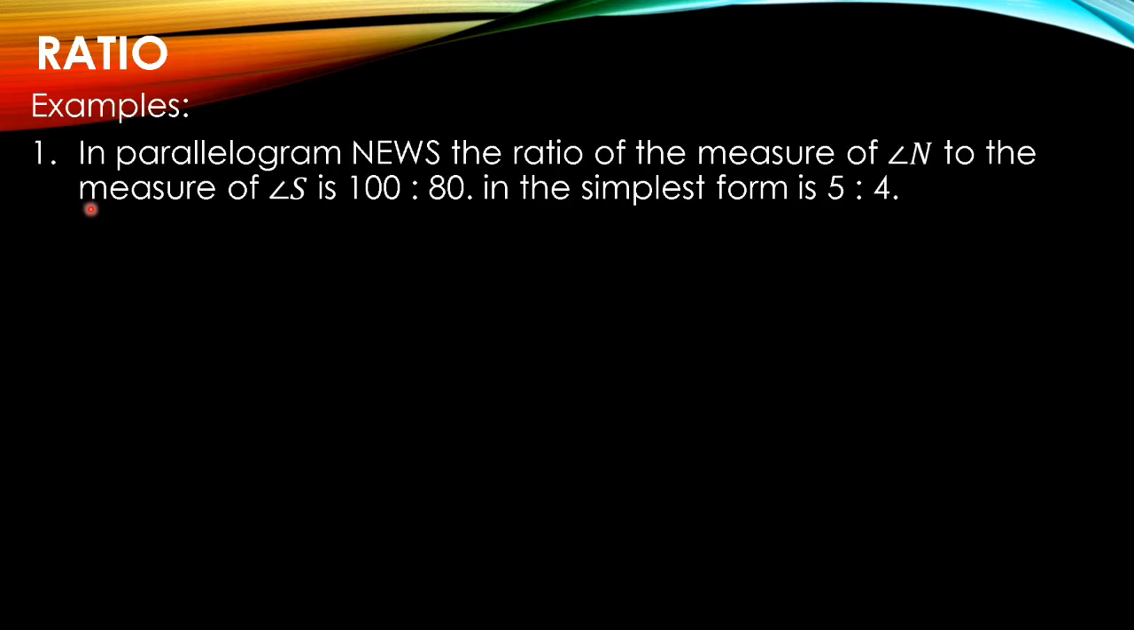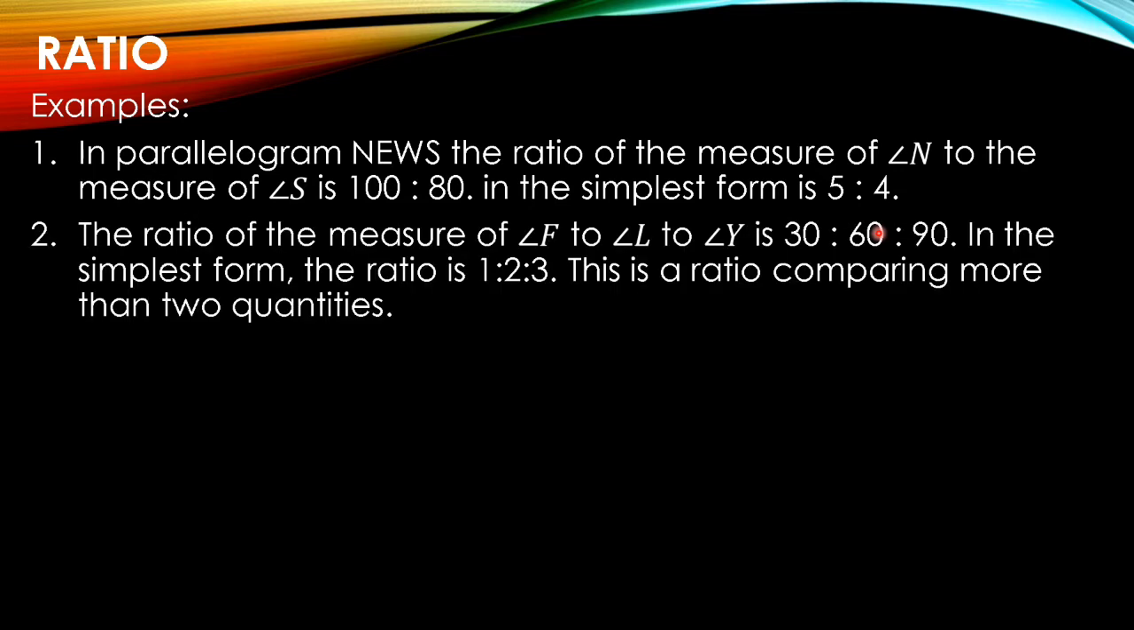So, number 1 example, in parallelogram, the ratio of the measure of angle N to the measure of angle S is 100 is to 80. So, kapag ganito kalaki yung given or yung ratio, pwedeng kuhanin niyo yung simplest form. So, paano mag-simplify ng ratio? Parang sa fraction lang. Hahanapin nyo or kukunin niyo kung ano yung common factors nilang dalawa. So, kapag nakuha natin yung common factors nilang dalawa, ang simplest form nila is 5 is to 4. Okay? Kasi ang common factors ng dalawa ay 20.